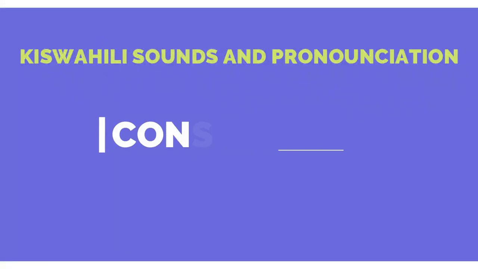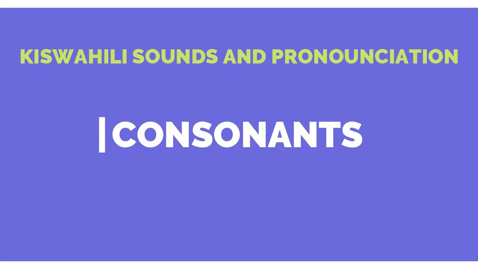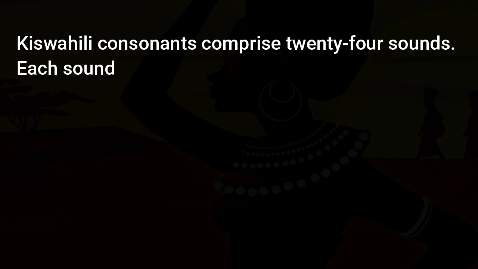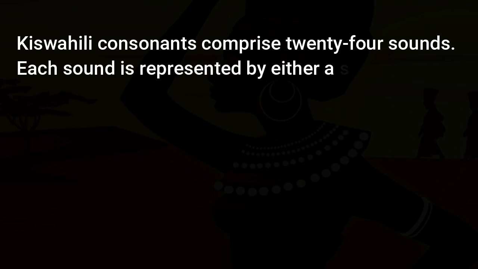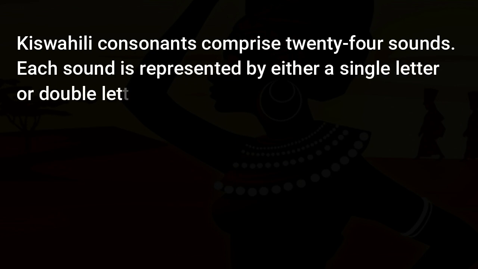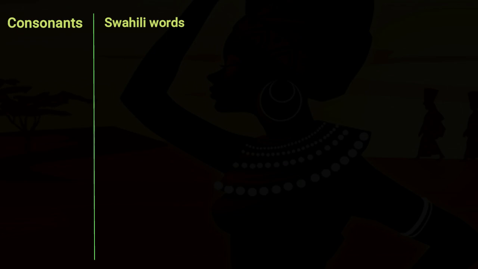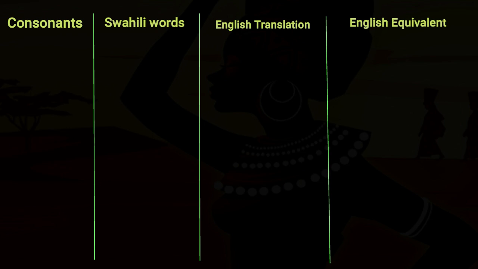So let us start with consonants, which is referred to as consonanti in Swahili. Swahili consonants comprise 24 sounds. Each sound is represented by either a single letter or double letters as exemplified below. So we are going to have consonants, example of Kiswahili words, English translation, and then English equivalent.